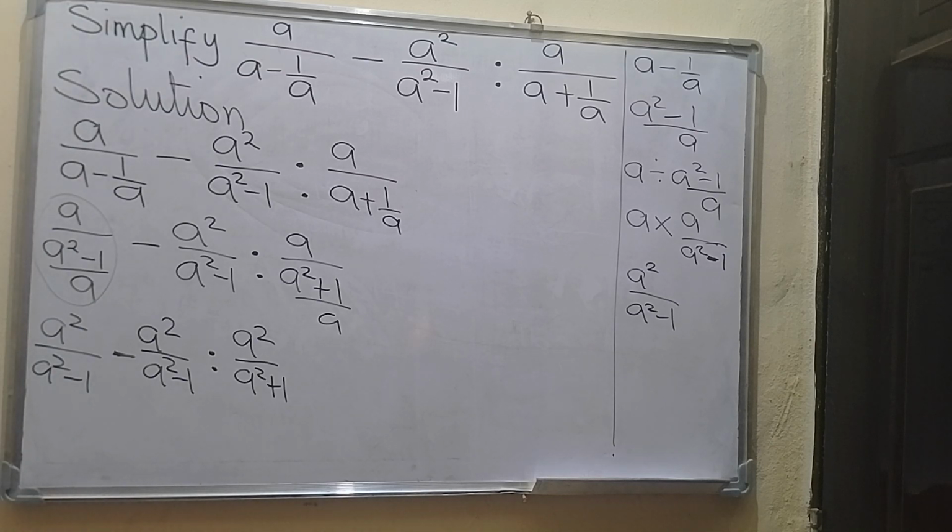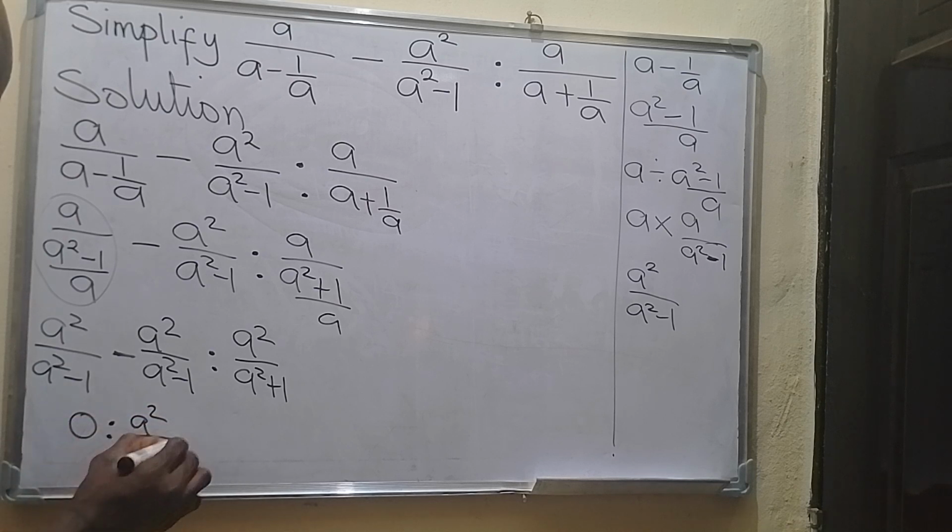As we have gotten it like this, what does this one mean? When something is minus itself, the answer we are supposed to get is what? 0. That is 5 minus 5 is 0. 2 minus 2 is 0. 3 minus 3 is 0. So this same thing minus this same thing gives us what? 0 ratio a squared over a squared plus 1.